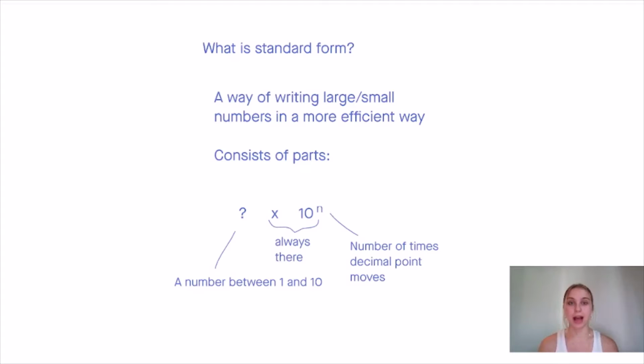So first, you will have a number, here represented by the question mark, which is a number between 1 and 10. It can be greater than or equal to 1, so 1 could be that number, but it must be smaller than 10, so 10 would be too big. It needs to have only one non-zero digit before the decimal point. Then this will always be followed by times 10 to the power of something, in this case represented by n. The reason I've written it as n is because that could be any integer, both positive and negative, depending on whether the original number out of standard form that you started with was large or small.